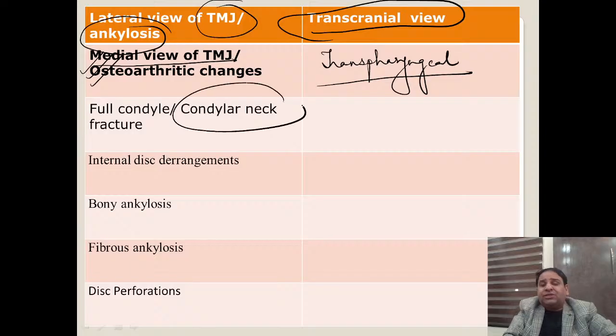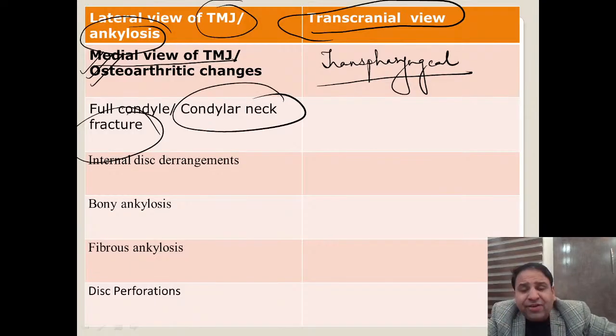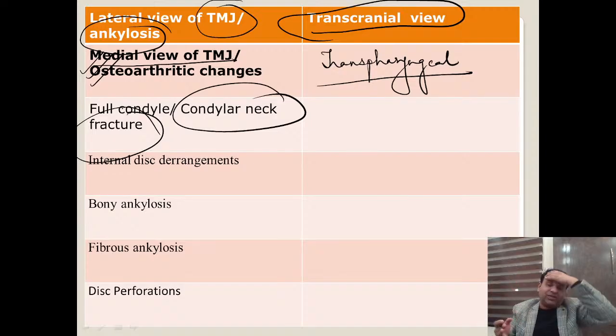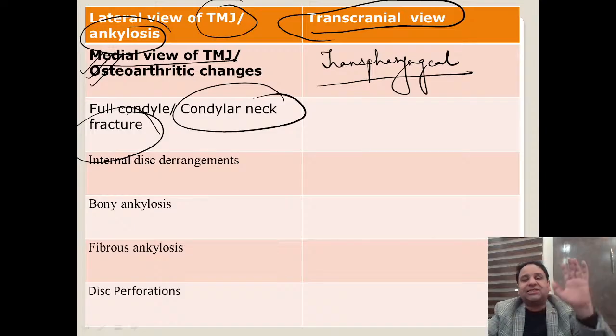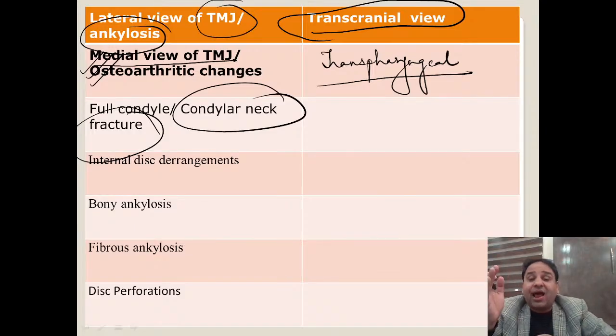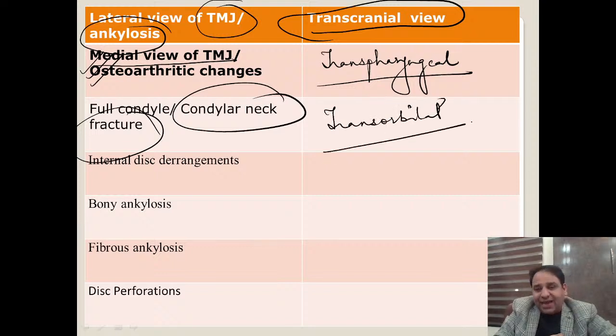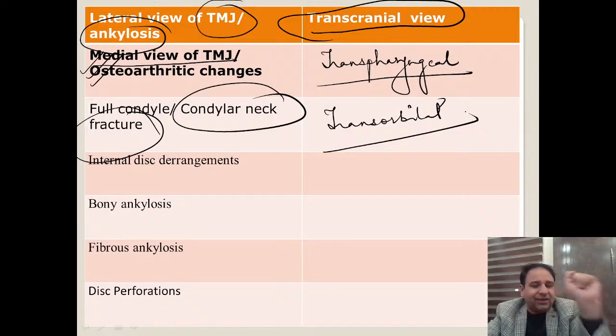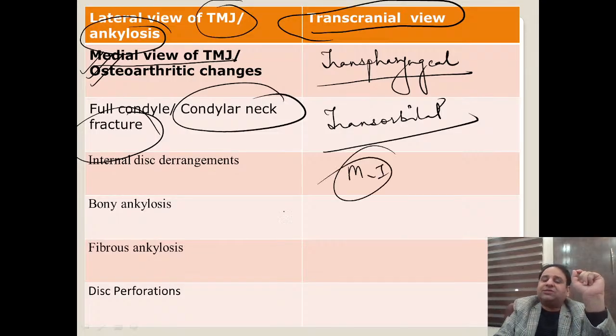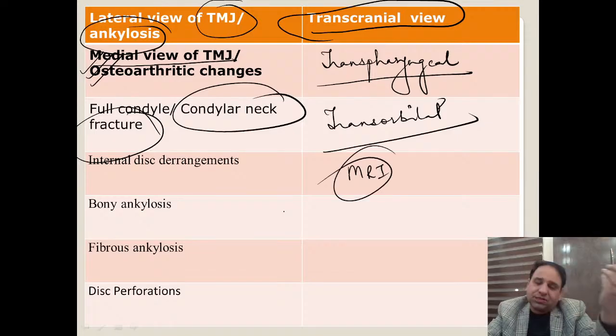And when you need to check condylar neck fracture, the best skull view is lateral skull. But if they are asking the best TMJ view, then the best TMJ view for condylar neck fracture is transorbital. If they ask you internal disc derangements are best seen in, you know that MRI is for soft tissues and disc is a soft tissue.